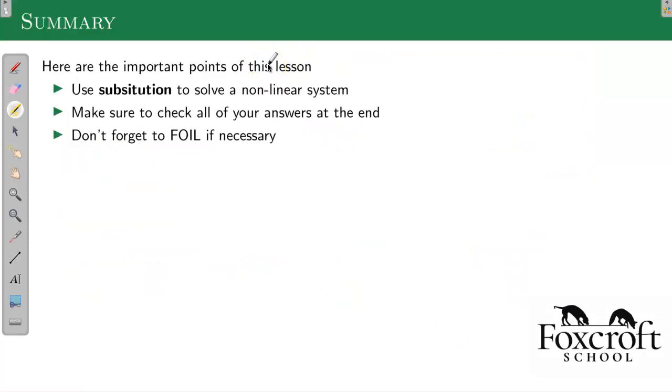And a quick summary: when you look at a nonlinear system, if you're ever looking at a system and you see those squareds, you solve it using substitution. There's examples where you can do it other ways, but the ones I'm going to give you, you're going to use substitution. All right, make sure you check all of your answers at the end, make sure they actually work in the problems. And don't forget the FOIL. We saw that problem that had something like x minus 3 squared. Make sure when you get problems like this with a thing being squared, don't forget to FOIL.